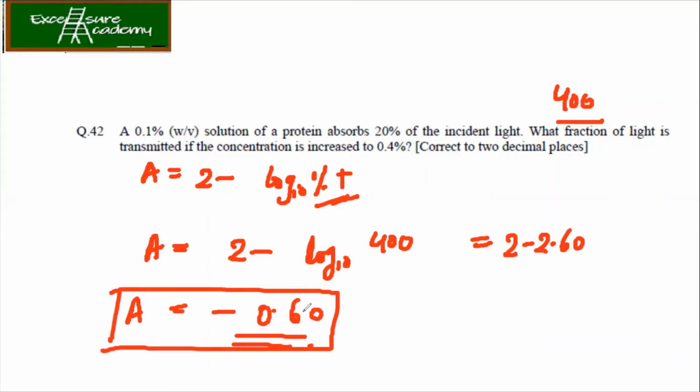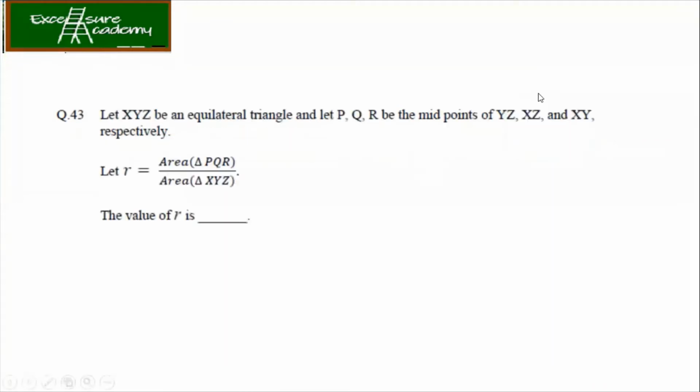Now, absorbance is 0.6 and the transmittance and absorbance are inversely related. So it means what? Again, transmittance is your 0.4. So the correct answer is going to be 0.4. Okay. So what fraction of light is transmitted if the concentration is increased? Then the answer is this. So I hope you got the answer and it is clear. Let's move on to the next question.